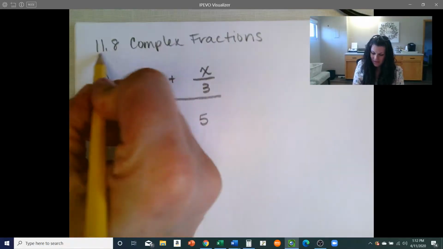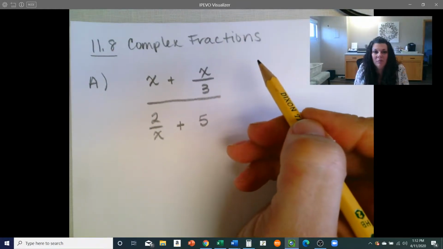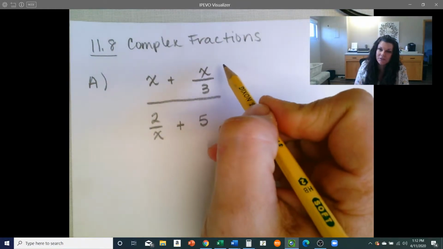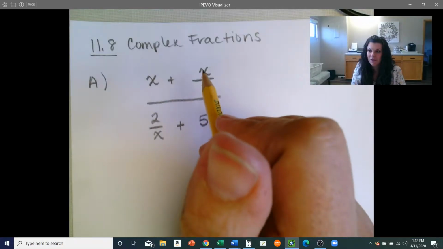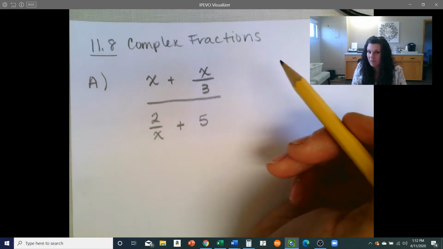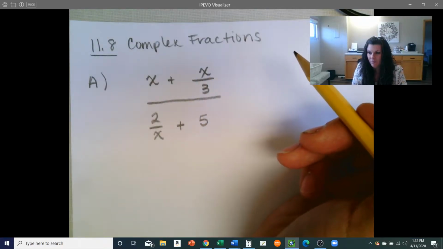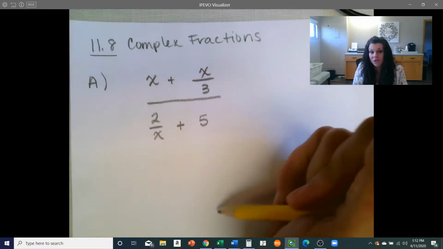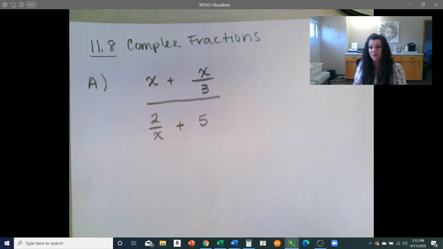Hey guys, we are looking at section 11.8 and complex fractions. This section could be a little overwhelming, so I'm hoping that in watching me go through these that you'll see the individual steps that I do. Try not to look at the whole page when I get done and think, whoa, that's way too much. Think about the little steps that I did.